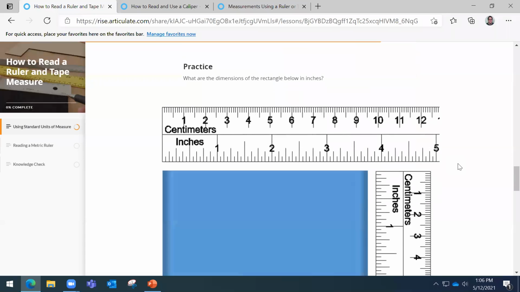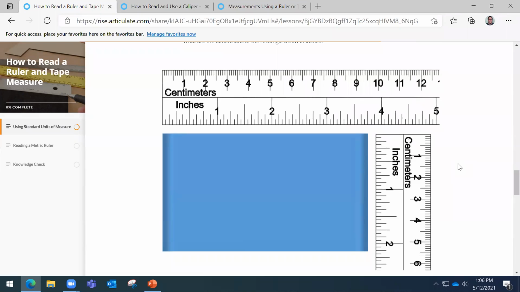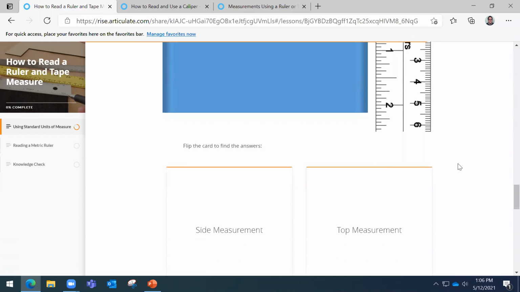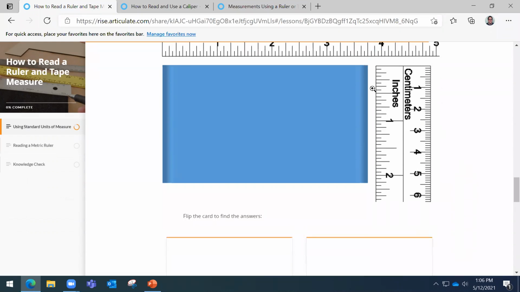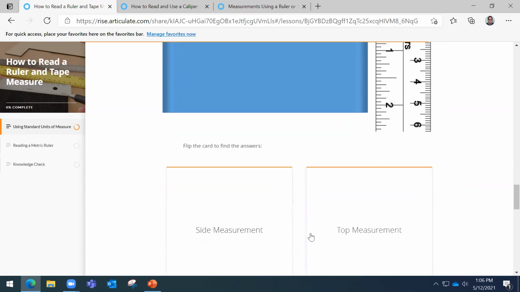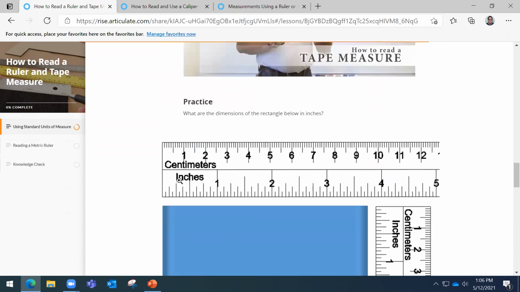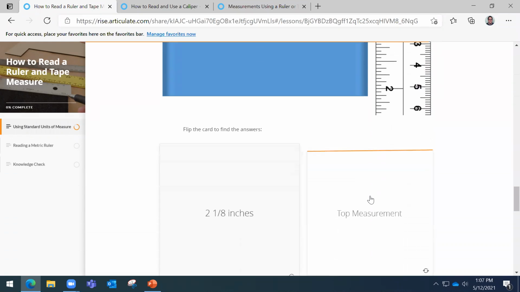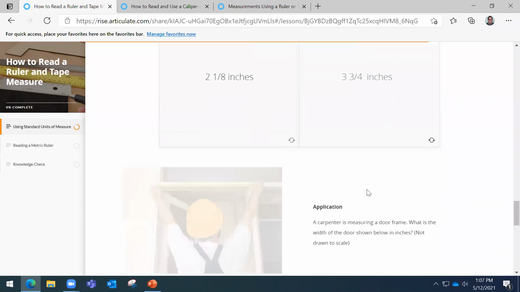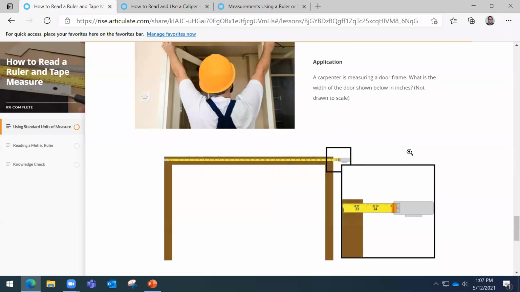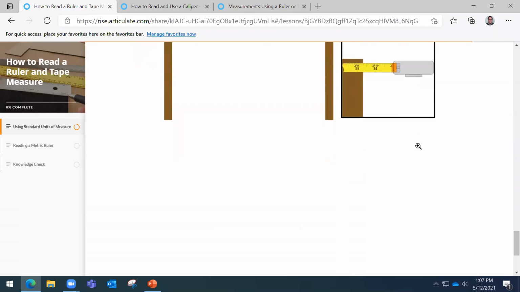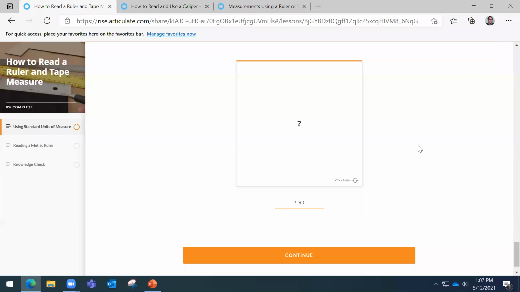With that video here, we then have practice opportunities for students to come in here and find the answers for what they think these are. So again, side measurement here, I can come in, look at that, flip the card and see what the answer is. Top measurement here, I can do the same thing and see what my answer is, allowing students to be able to gauge and interact.